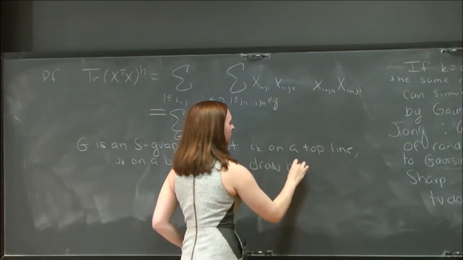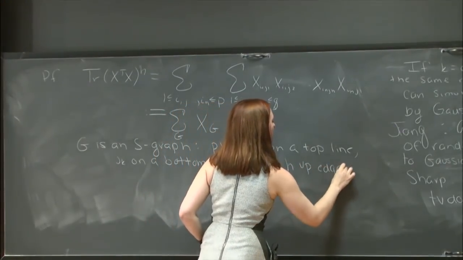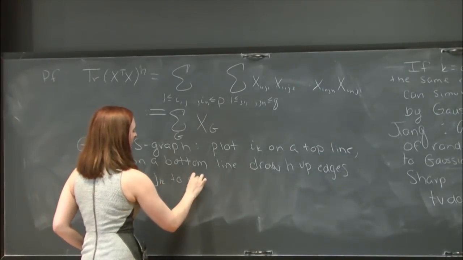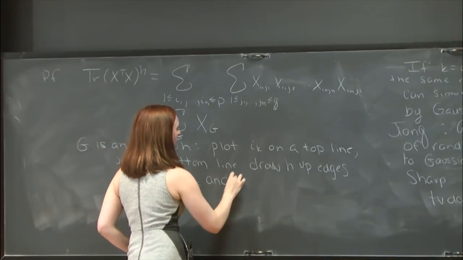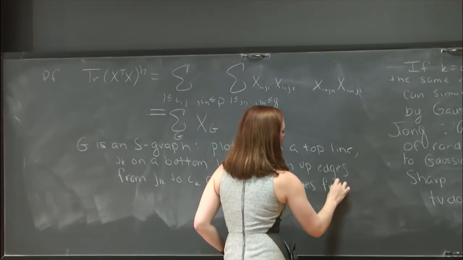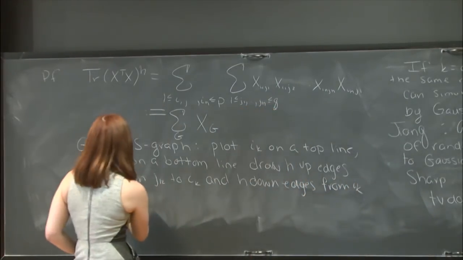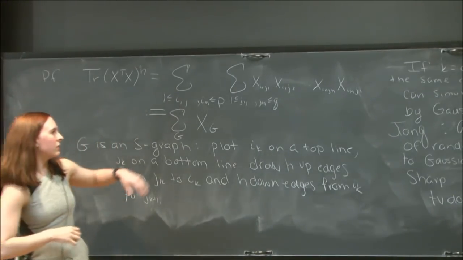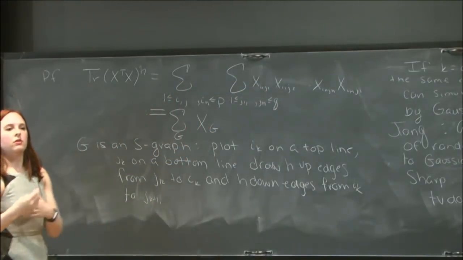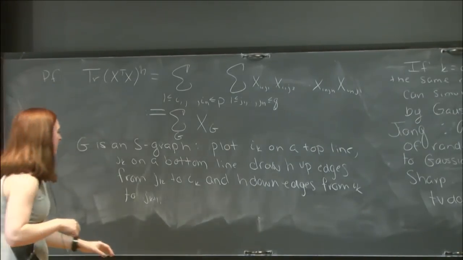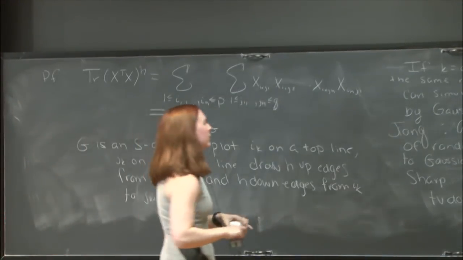Then we draw h up edges from j_k to i_k, and h down edges from i_k to j_{k+1}. Okay. So that each edge in the S graph corresponds to one of the random variables. And so the product of all the random variables corresponds to an S graph. And so I can count up the number of S graphs instead of counting this. Okay. Let's do a picture to get a feel for this, right?